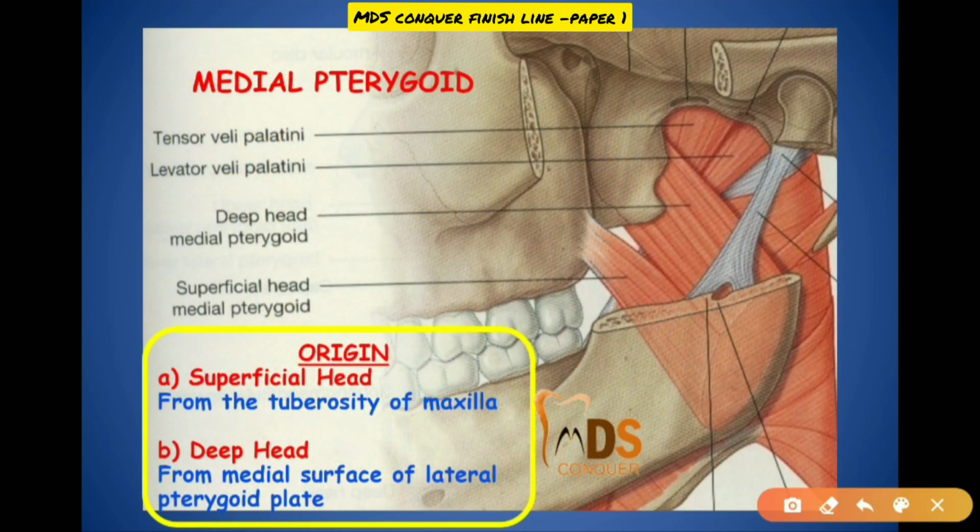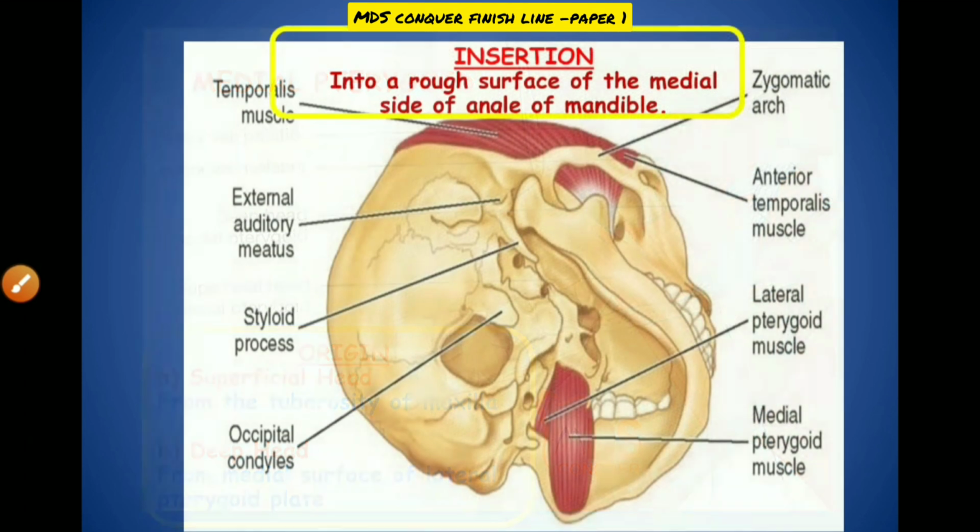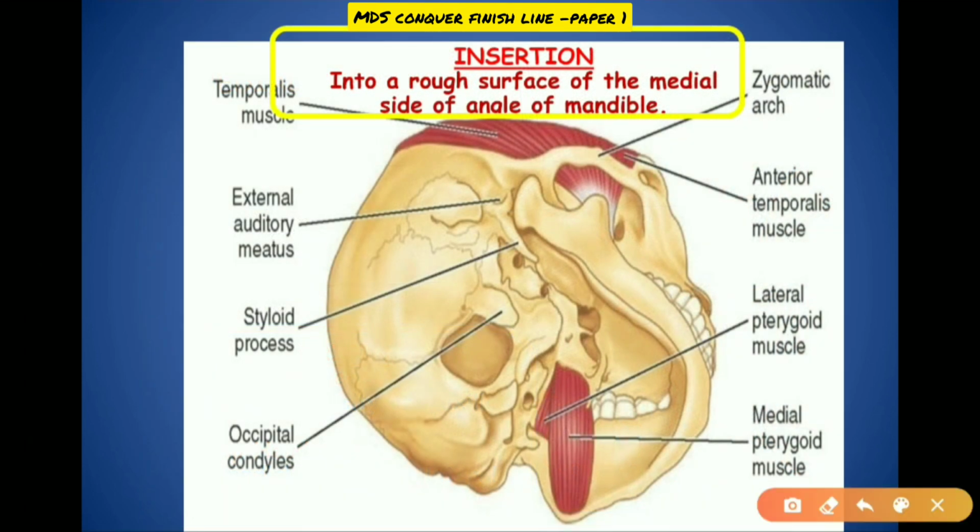Then coming to the medial pterygoid muscle, the origin will be from the tuberosity of the maxilla, this is the superficial head, whereas the deep head is from the medial surface of the lateral pterygoid plate. You can see the medial pterygoid, deep head. Okay, and this is the superficial head of the medial pterygoid. Then insertion is into the rough surface of the medial side of the angle of the mandible. So you can see here the medial pterygoid muscle.